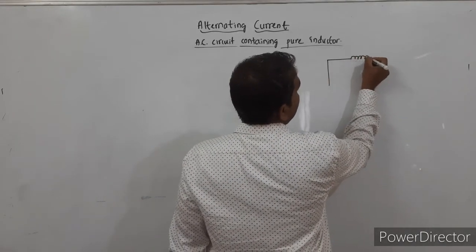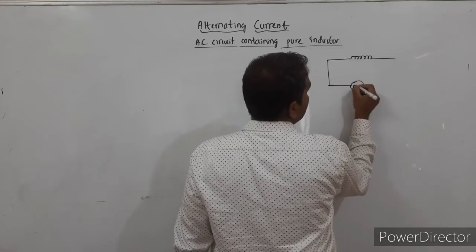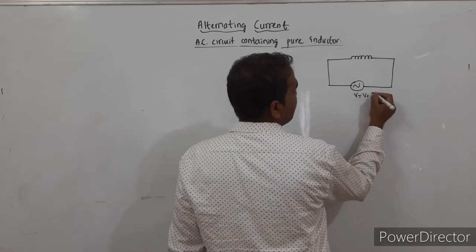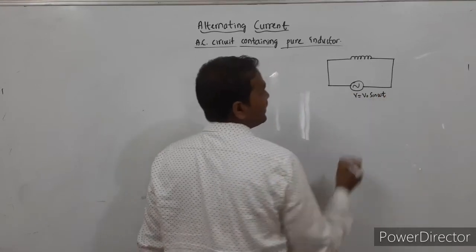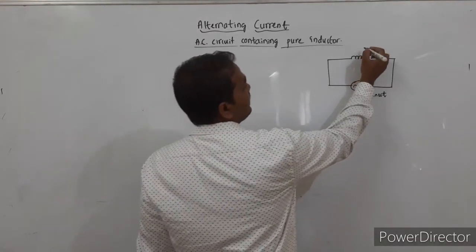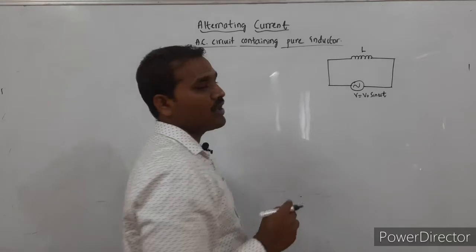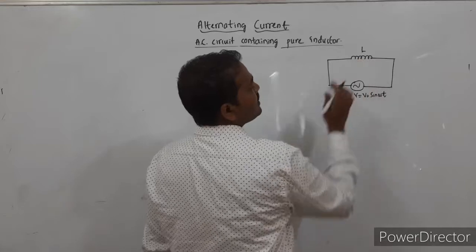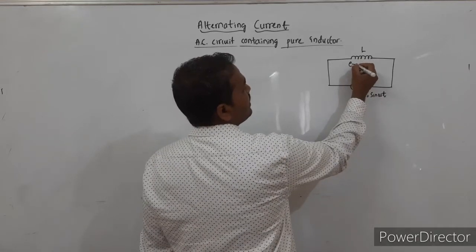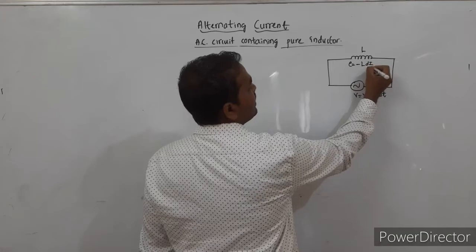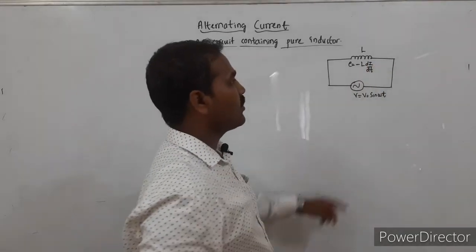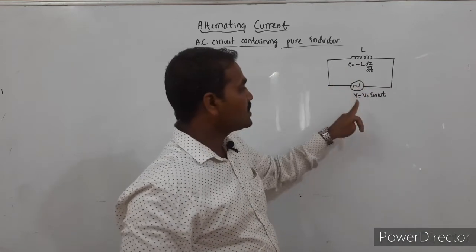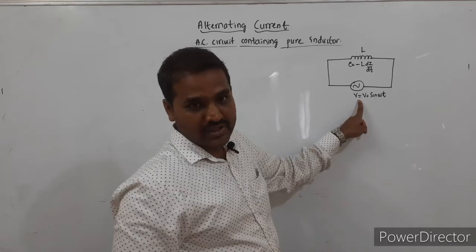Let us consider an inductor connected to an alternating source of voltage. This voltage is given by V = V naught sin omega t. Let L be the inductance of the coil that we are using here. And we know the EMF induced in this inductor coil is given by E = minus L di/dt according to Faraday and Lenz law. It is the equation for EMF induced. It is the supply alternating voltage.